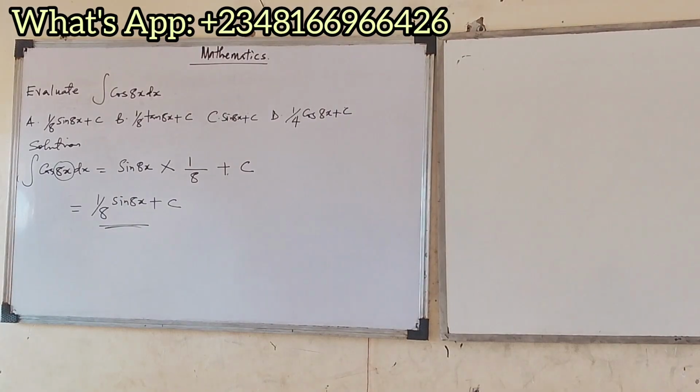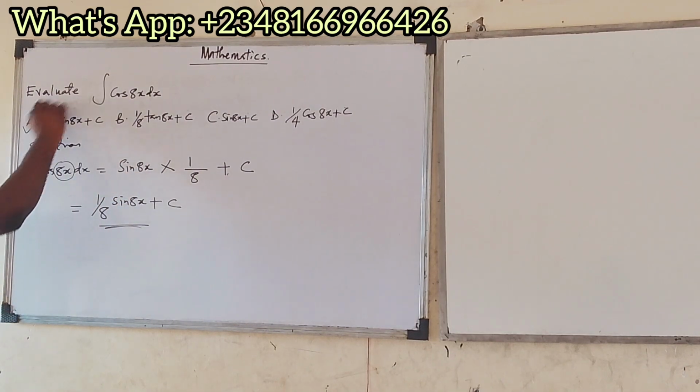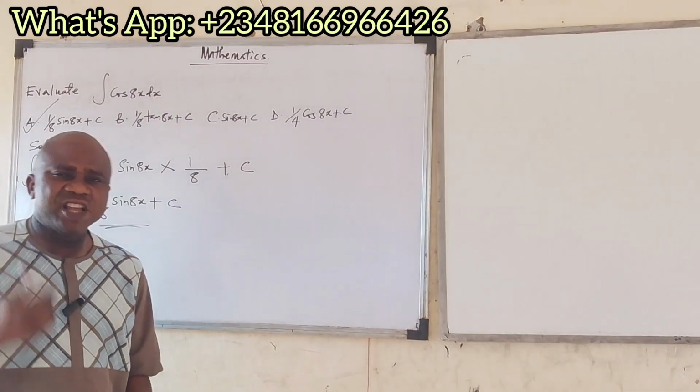Here they gave us options. We have 1 all over 8 sine 8x plus c. We have 1 all over 8 sine 8x. Now, without going further, this is the correct option. So here, this is the short form of analyzing that.